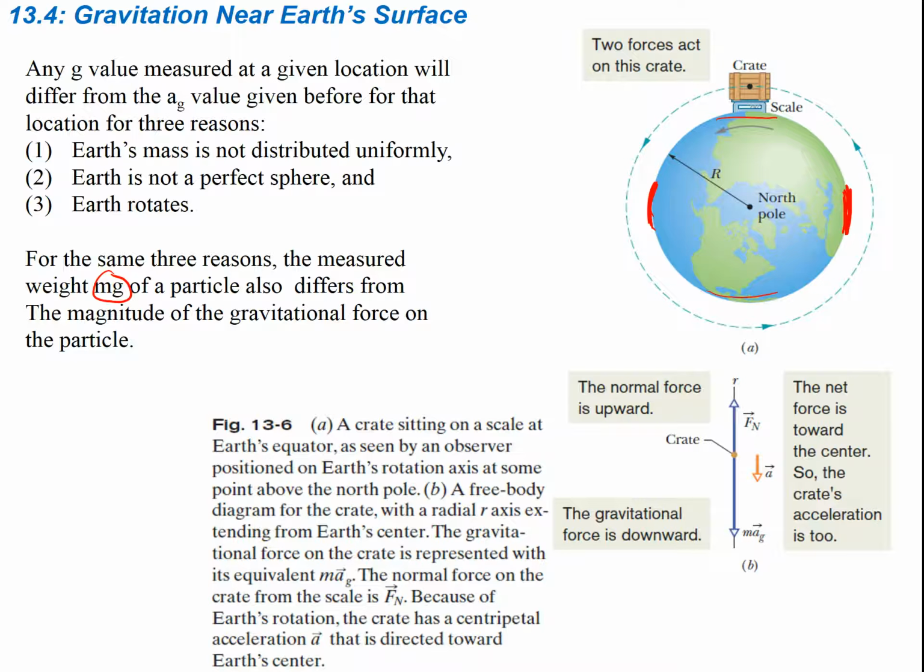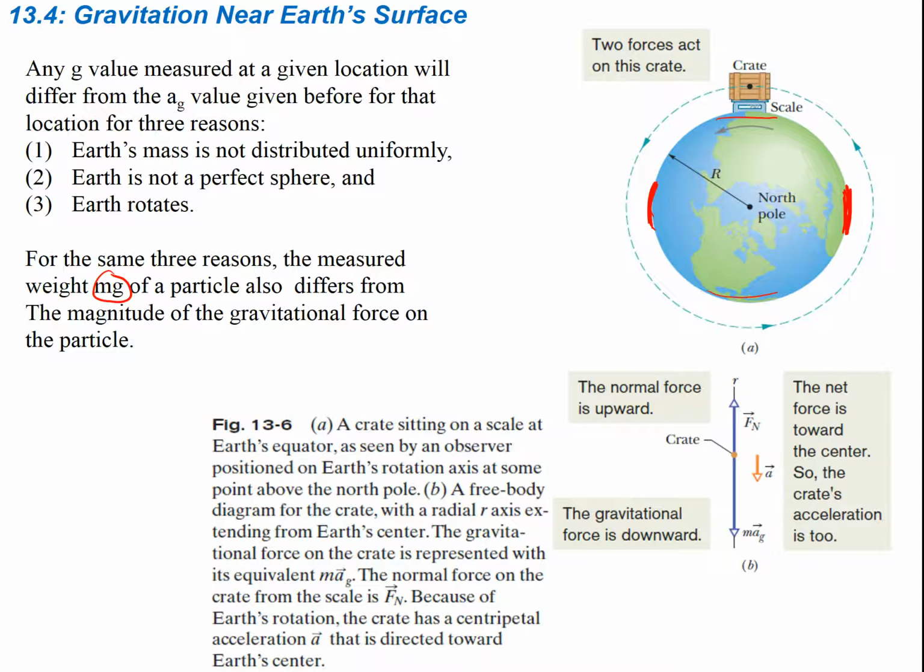A crate sitting on a scale at Earth's equator, as seen by an observer positioned on Earth's rotation axis at some point above the North Pole. B, down here, shows a free body diagram for the crate with a radial r-axis extending from Earth's center. The gravitational force on the crate is represented by its equivalent mg. The normal force on the crate is given by Fn. So you have mg pulling down, you have the normal force pulling up.